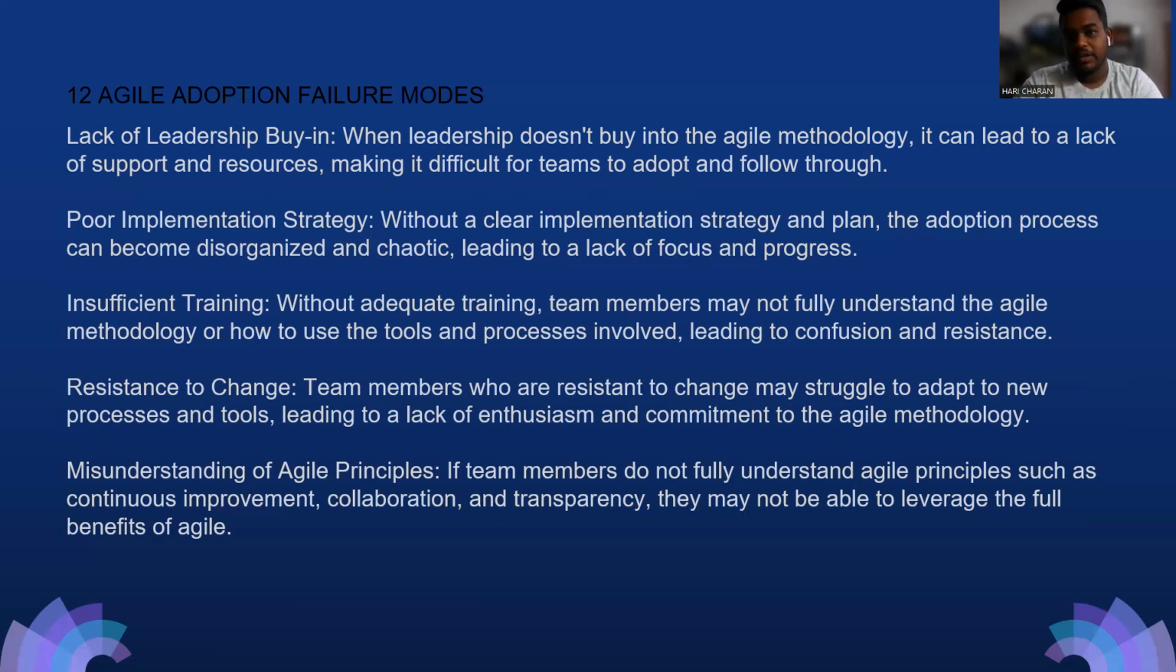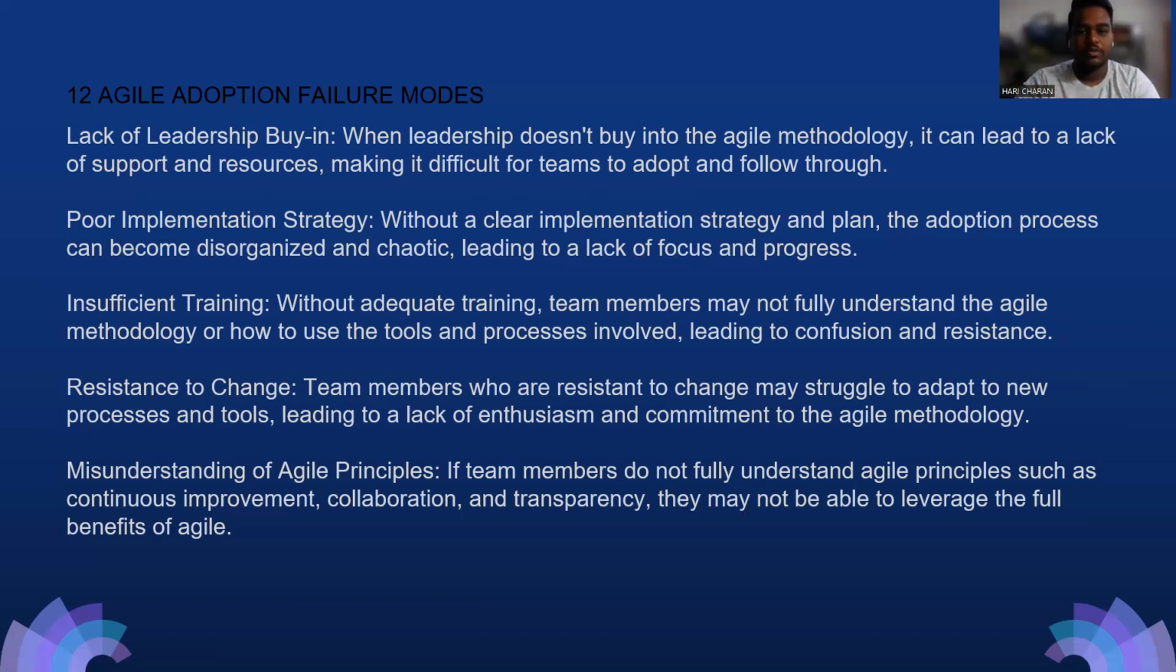Each and every team member in the team should have appropriate and sufficient training. Only because of that training can employees go with the flow. Without adequate training, team members may not fully understand the agile methodology, how to use it and how to use the process involved, leading to confusion and resistance.